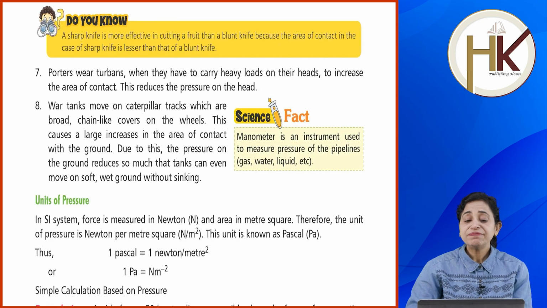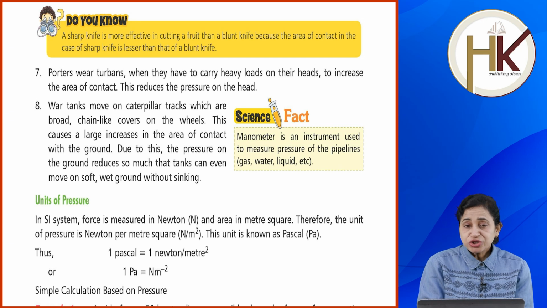Do you know, a sharp knife is more effective in cutting a fruit than a blunt knife because the area of contact in the case of a sharp knife is lesser than that of a blunt knife. Porters wear turbans when they have to carry heavy loads on their heads, to increase the area of contact. This reduces the pressure on the head.